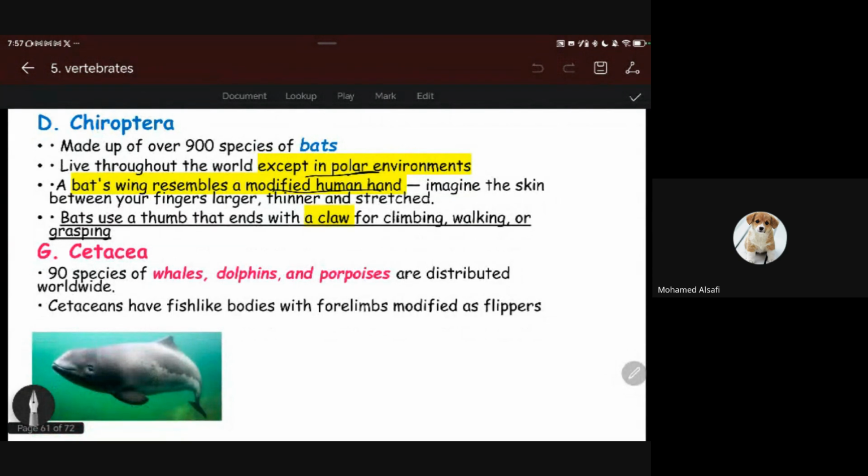Bats also have a thumb that ends with a claw. Okay, this claw helps in what? It helps in climbing or walking or grasping an animal.